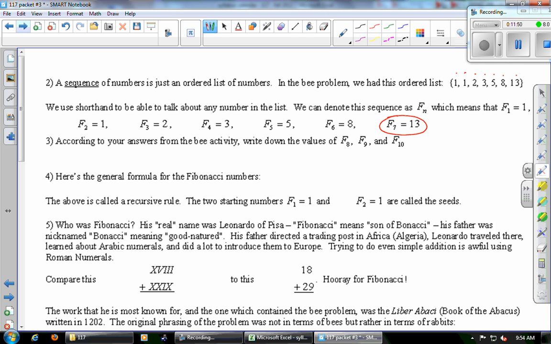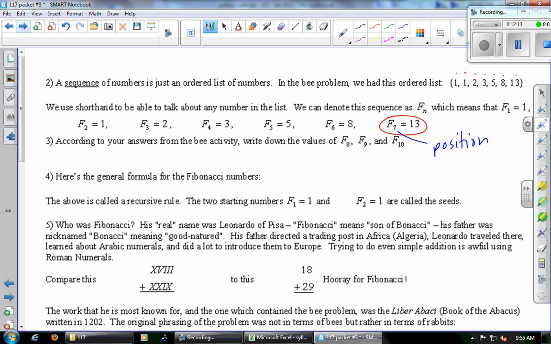Okay? So we got to be really clear about these two numbers. They are very different. The 7 tells you what number in the list you're going to. It tells you the position to go to. So maybe I can write that word there. 7 is the position. Go to the 7th position. The 13 is the actual number that appeared in that list in the 7th position.